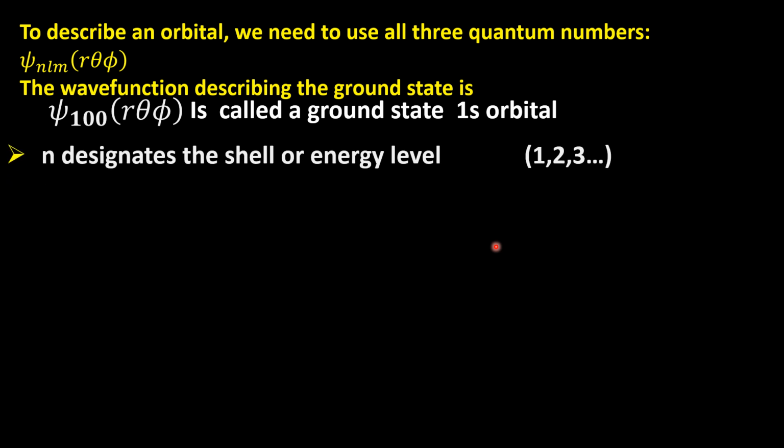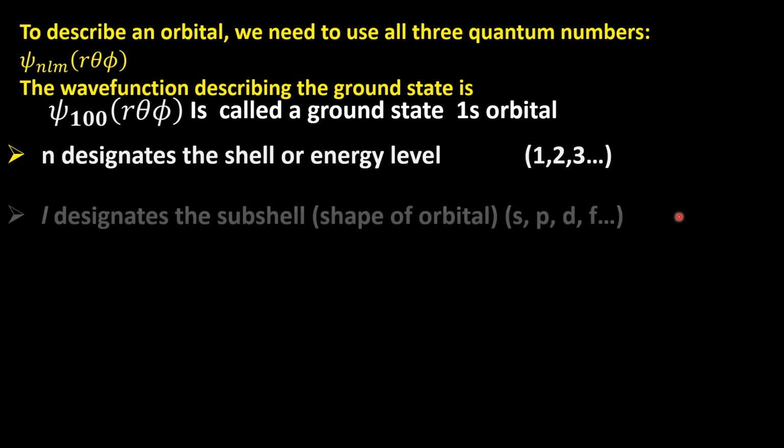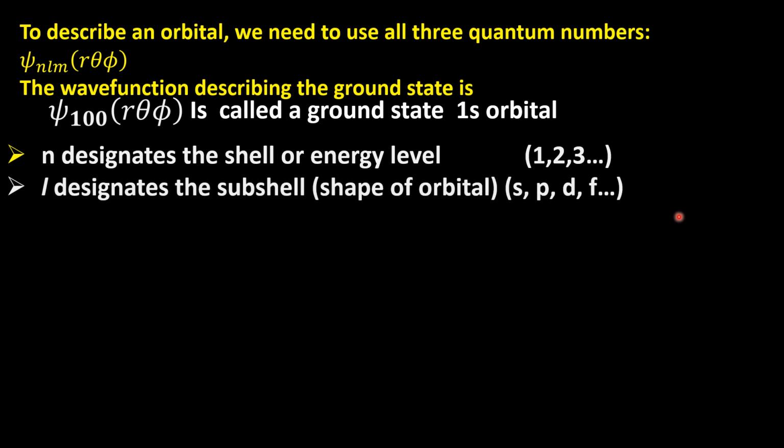n designates the shell or energy level, and it can be any integral number, that is 1, 2, 3 and so on. L designates the subshell, or it tells us about the shape of orbitals, and it can be represented by s, p, d, f. We represent the subshells by s, p, d and f.